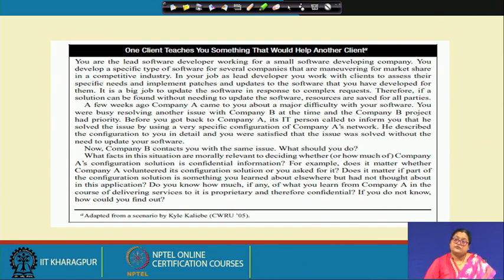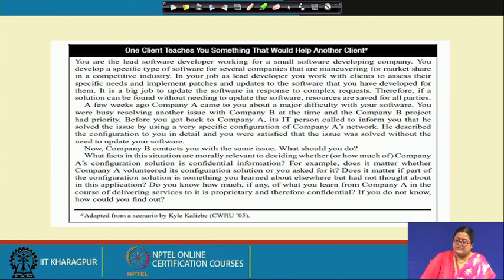So, I need to keep that trust, especially if it is knowledge very core to company A, which may lead to a threat to company A's network. If I share similar information with company B, I do not know whether company A's network will be under threat. So, even if company B is facing the same kind of problem, maybe I will not be able to share the exact configuration of company A's network. He described the configuration to you in detail and you were satisfied that the issue was solved without the need to update your software. Now, when company B contacts you with the same issue, their dilemma starts.